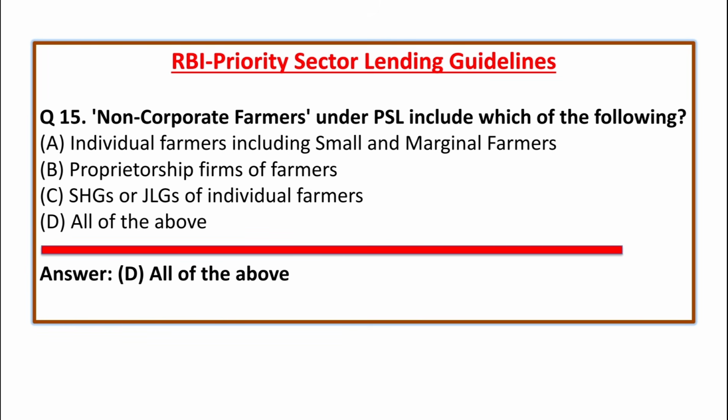A. Individual farmers including small and marginal farmers. B. Proprietorship firms of farmers. C. SHGs or JLGs of individual farmers. D. All of the above. Answer. D. All of the above.